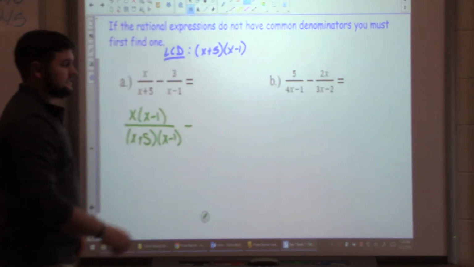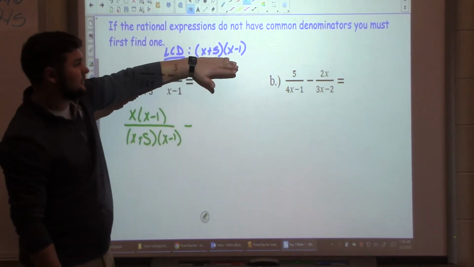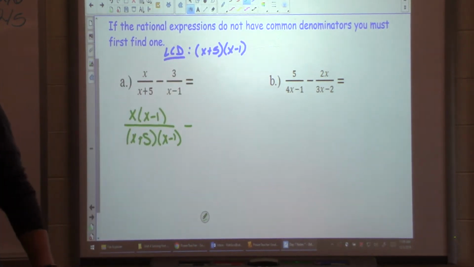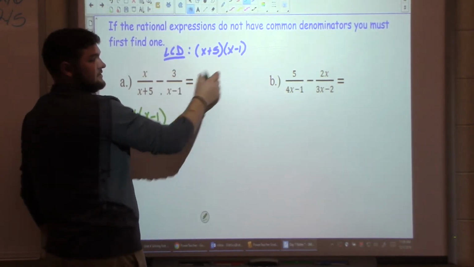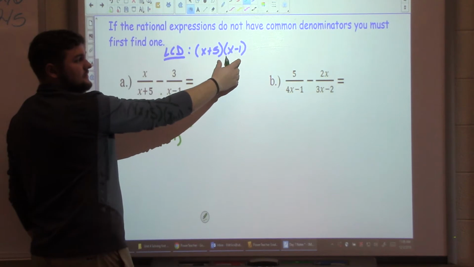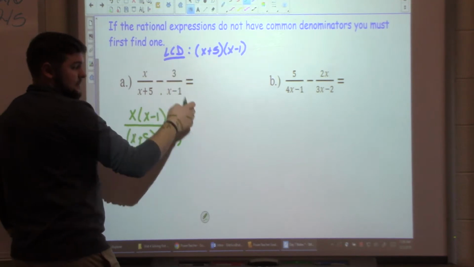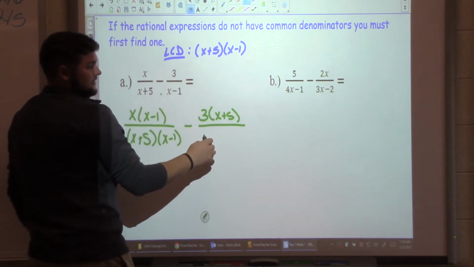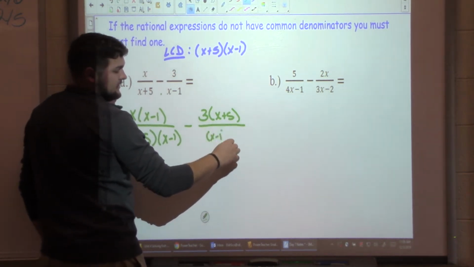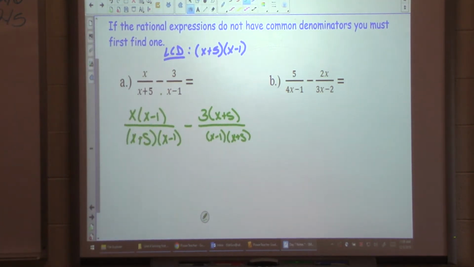Okay? In my second fraction, I have x minus 1 for the denominator. What am I missing from my least common denominator? Look, I have x minus 1 up here, excuse me. Which piece am I missing then from my denominator? X plus 5. So I'm going to multiply top and bottom by that to get that least common denominator. So 3 times x plus 5 over x minus 1, x plus 5. Now we have common denominators, right? Now I can add and subtract, right?